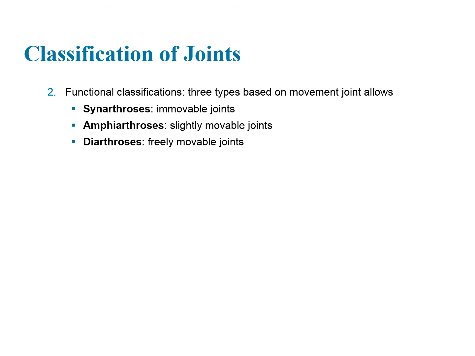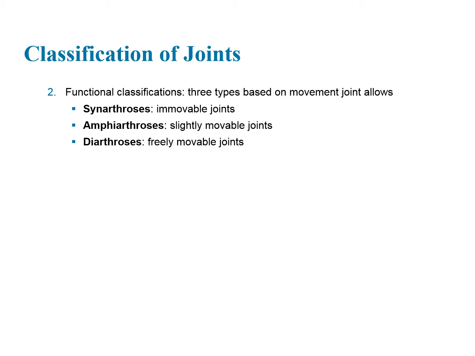Joints are classified functionally based upon how much movement they allow. There are three classifications based upon movement. First, you have the synarthroses. These are joints that are completely immovable. They may be slightly movable early in life, but as we age, they become completely immovable.